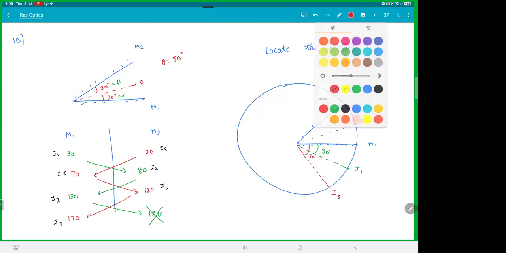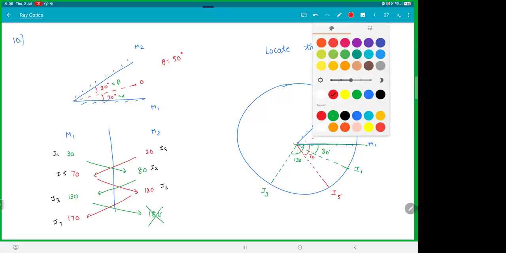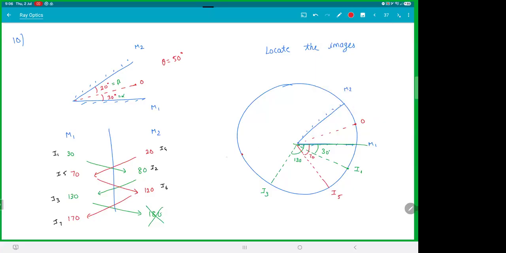130 is I3. That is 130 from here. So from here, you have to draw 130. That should be somewhere here. This angle is 130. And then it is 170. So that's pretty close to here. I7. This is 170.